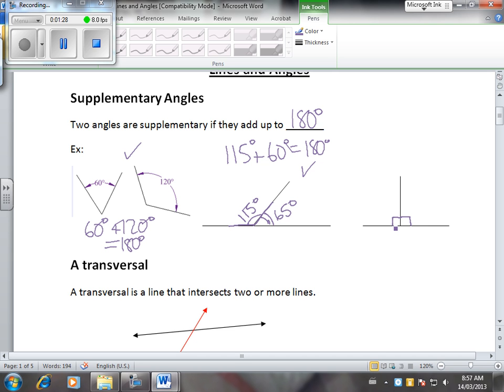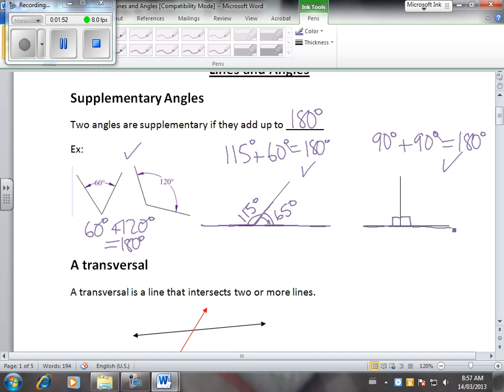So two right angles are 90 degrees. 90 degrees plus 90 degrees equals 180 degrees. So also supplementary. Now what do you notice about these last two examples? And I'll draw what they have in common. They're both on that straight line, right? And when angles are on a straight line, they have to equal 180 degrees.